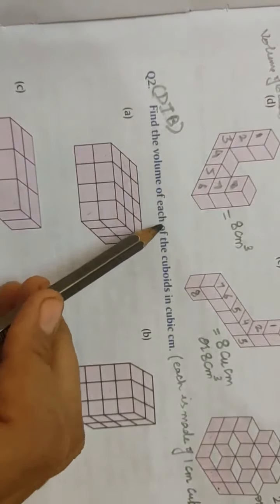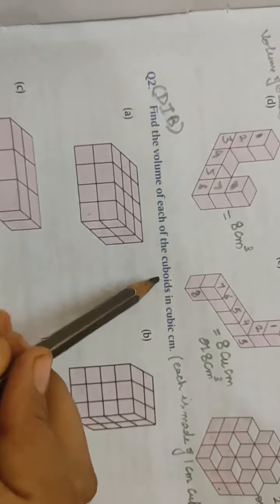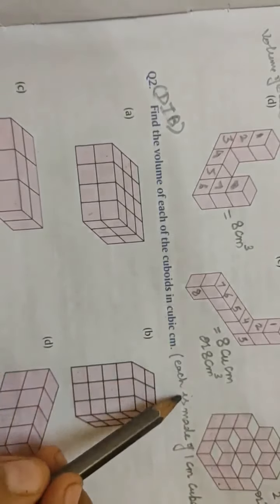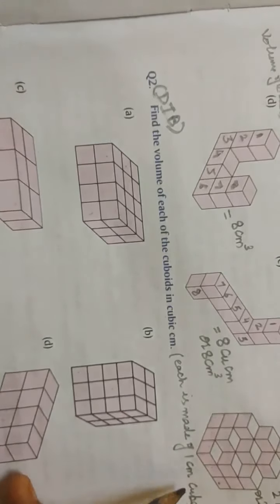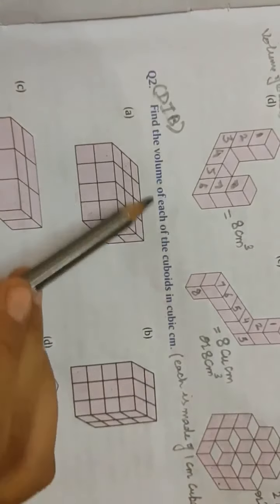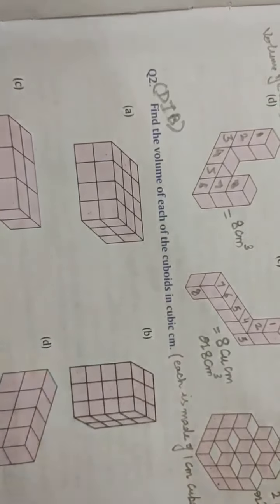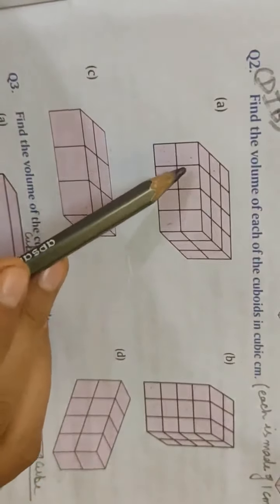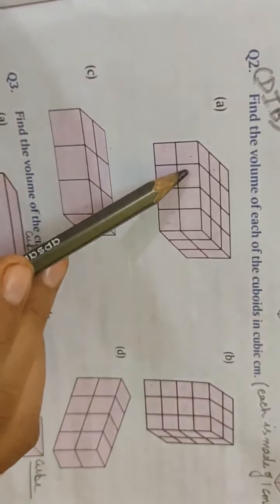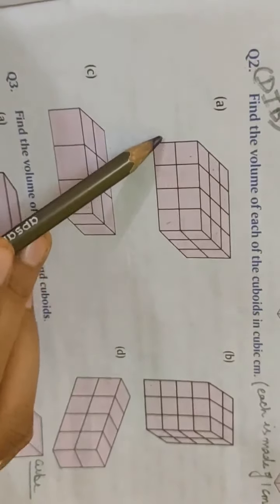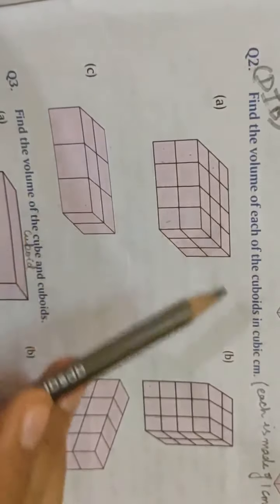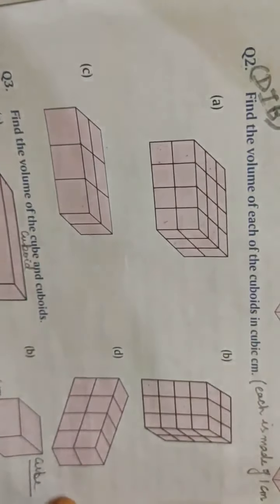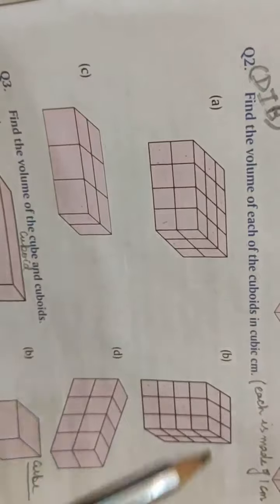Now students, let's start with question number 2 of exercise 12.1. Find the volume of each cuboid in cubic centimeter. Each is made of 1 centimeter cube. Cuboids are given, and each cuboid is made up of small cubes. First of all, you will find the volume of each cube. The cuboid is made up of 1 centimeter cube. So how will you solve it?